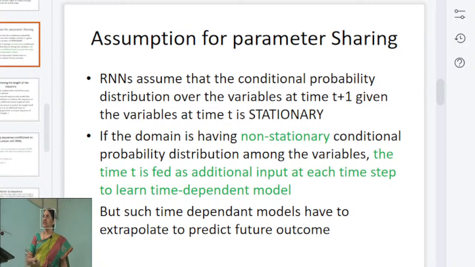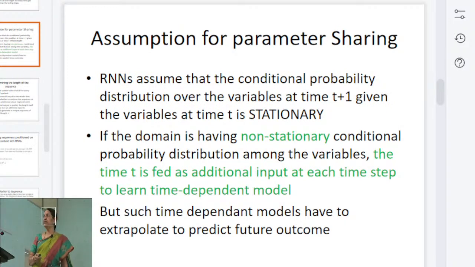In some cases, it will not be stationary. The relationship between the output and the input and the state is not stationary. In that case, if it varies with time, the value of the time will also be given as additional input. In addition to x, you will also give t, so that the model will be built based on the value of t also. That is how you can still make use of the model successfully. But such time-dependent models have to extrapolate to predict the future values.